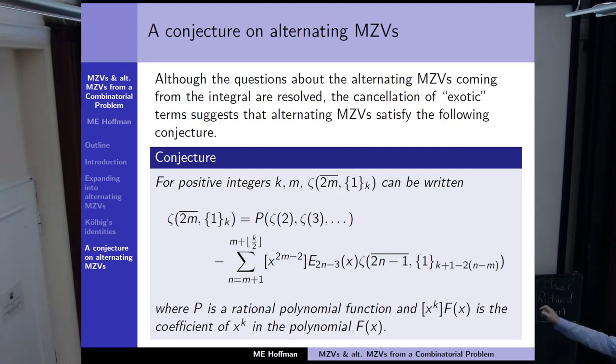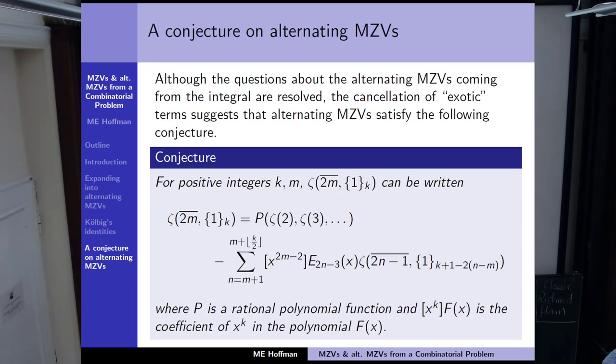minus an expression with rational coefficients. And what are those rational coefficients? They're coefficients of Euler polynomials. And now you've got the alternating zeta values where that first barred entry is odd and all the other entries are one. Okay, so this is, of course, just a conjecture.